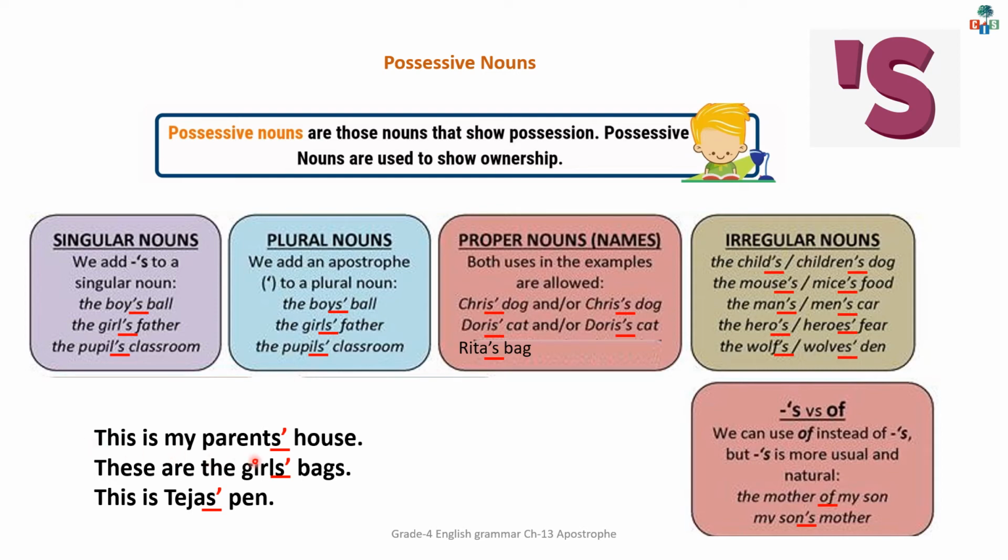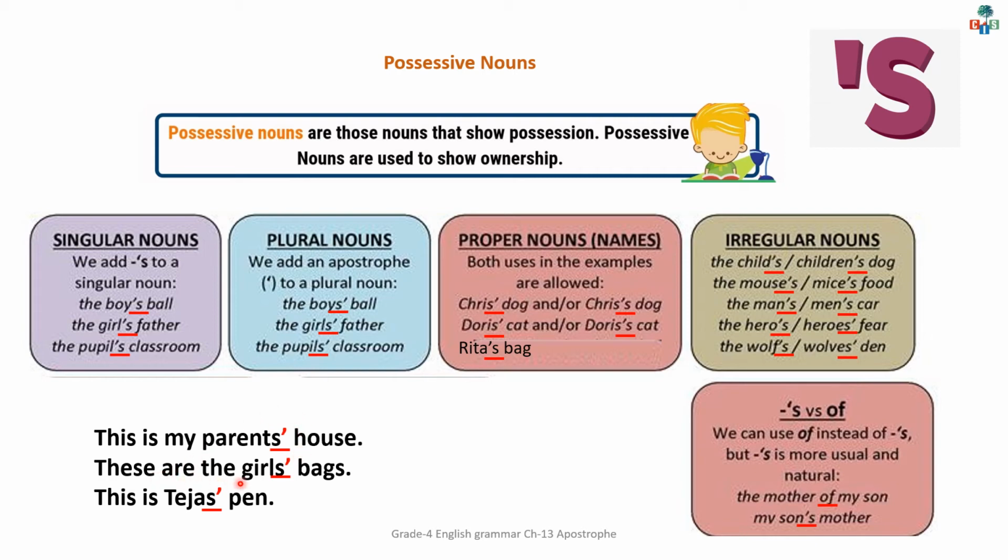See this example, children. This is my parents' house. Parents means both the parents. Now, this noun is ending with an S, so if the noun is ending with an S, there is no need to put an extra S. Just insert an apostrophe mark only.